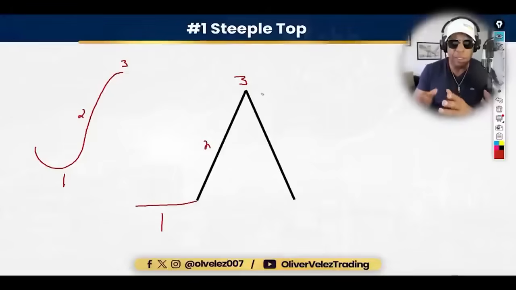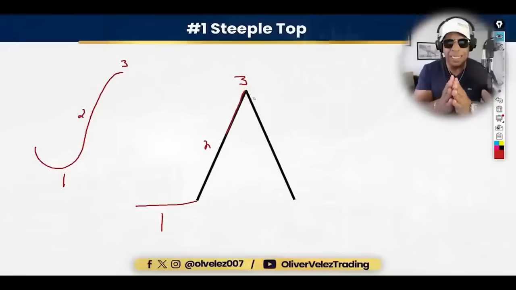Top out, this is what I call the steeple top. It will literally just be a run up and then almost an abrupt stop, as if your run has run into a brick wall, created a steeple like the steeple of a church, and boom, drops to the downside.